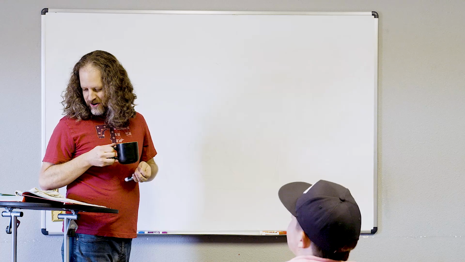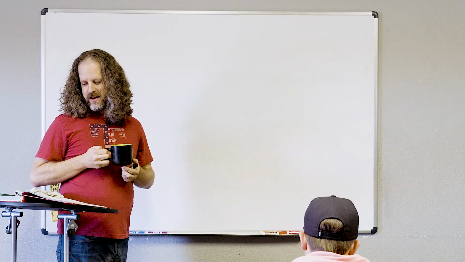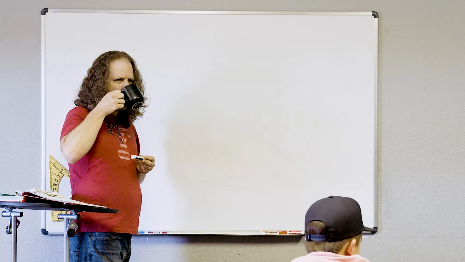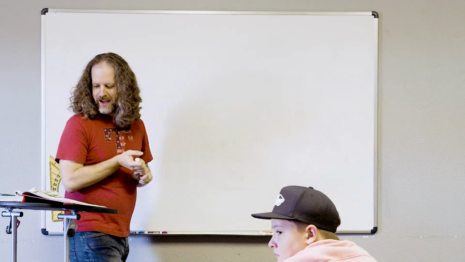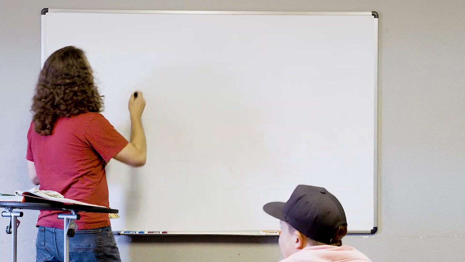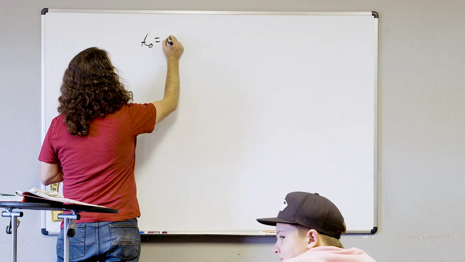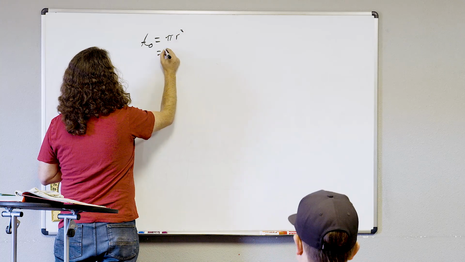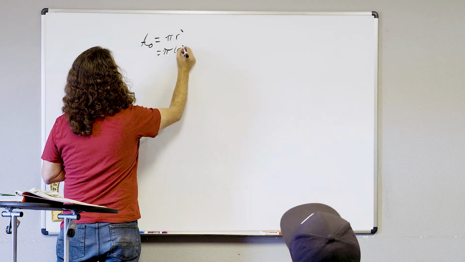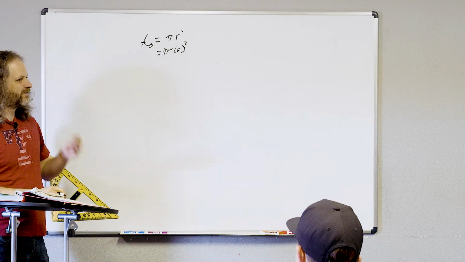Okay, so we got a circle with a radius of 5. We're supposed to find the area. So what's the formula for area of a circle? I'll try again. What's the formula for area of a circle? Pi times radius squared. Right. So it'd be pi times 5 squared. So do whatever you did and see if you get the error.